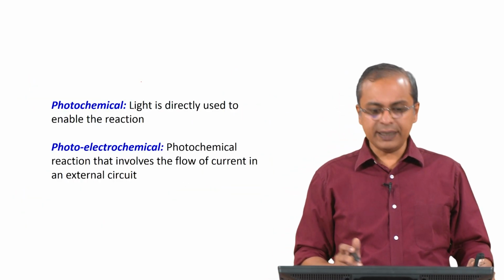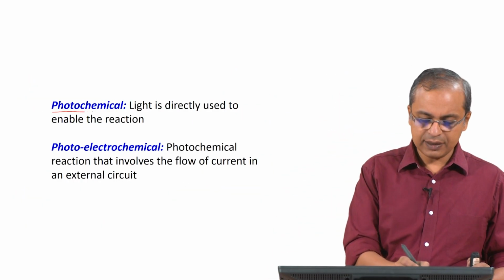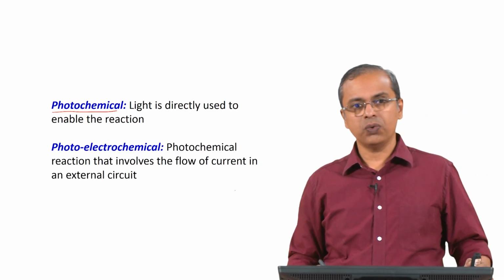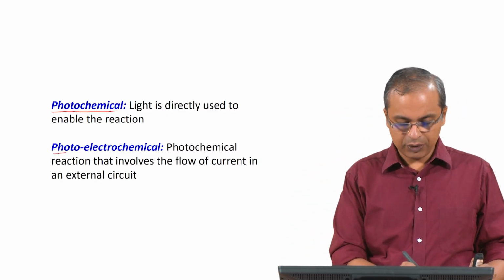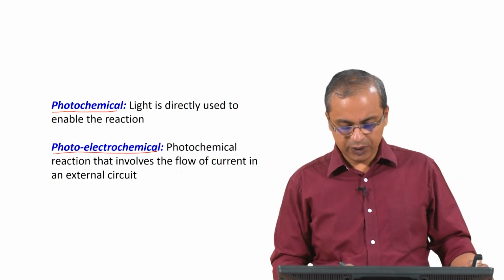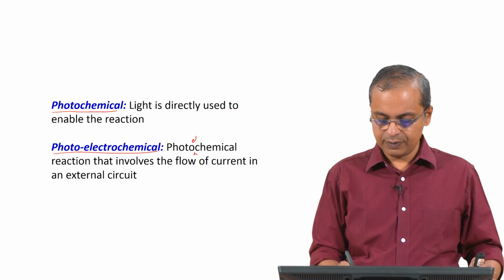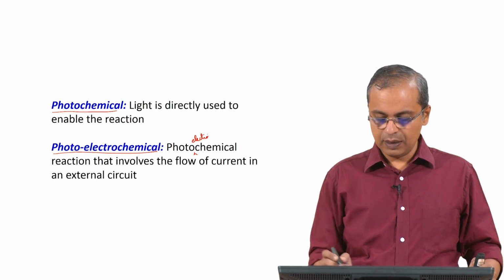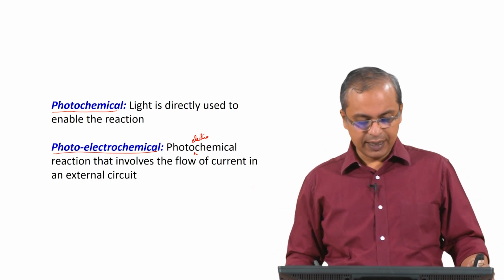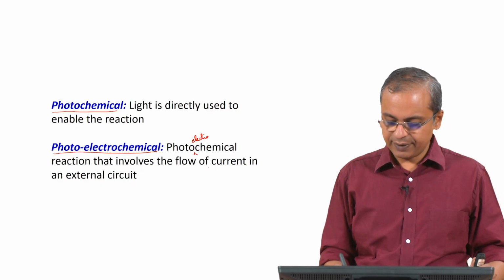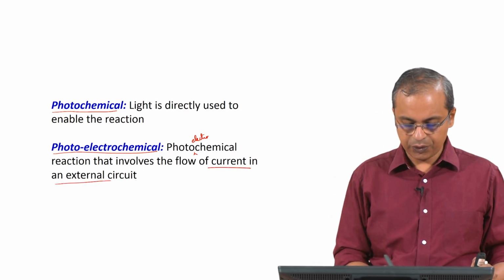Okay, so in this context there are two terms that are of interest. One is this idea of something called photochemical, and the other is photoelectrochemical. So, if you look at photoelectrochemical, a photoelectrochemical reaction is one that involves the flow of current in an external circuit.